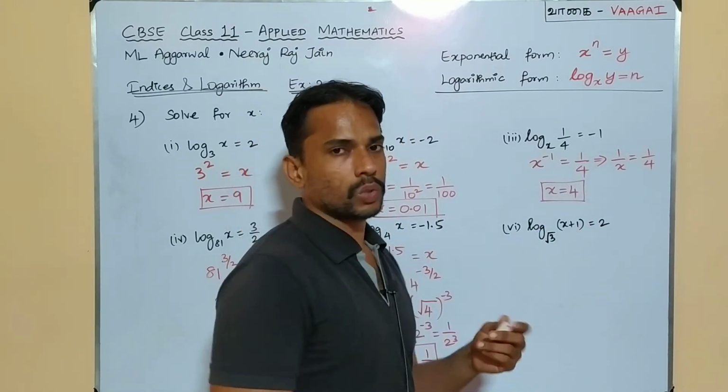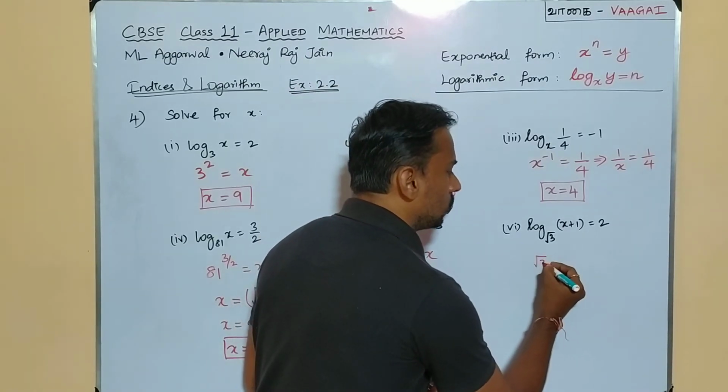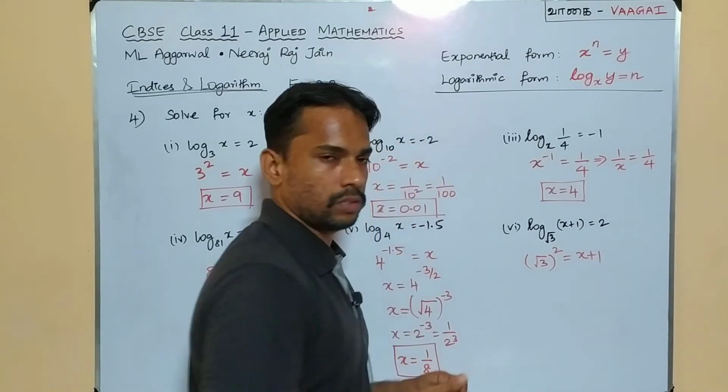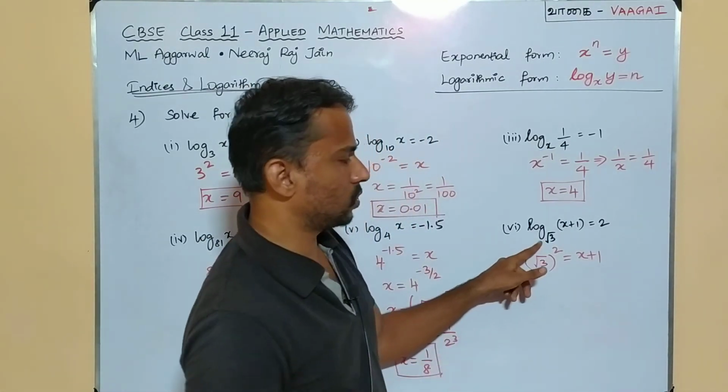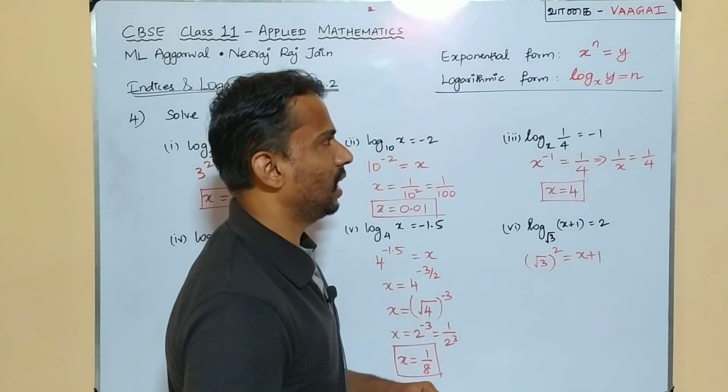We have 2 here. So that means here when we try to write it in an exponential form, we will get root 3 power 2 is equal to x plus 1. I hope you are able to catch this. So root 3, that's the base value. So root 3 to the power 2 will be equal to x plus 1. So that's how we will be having it, right?